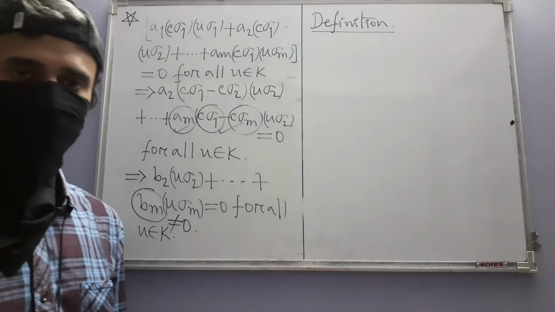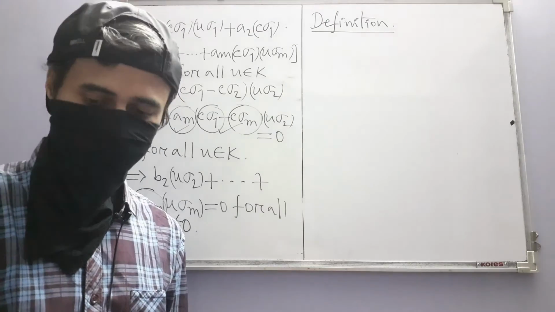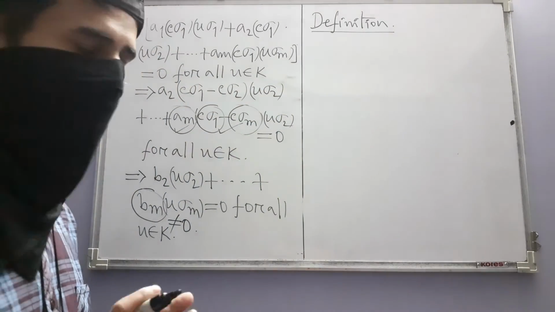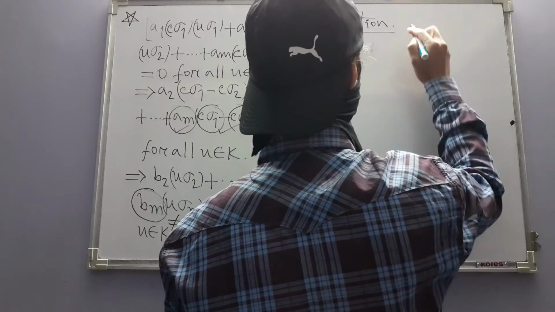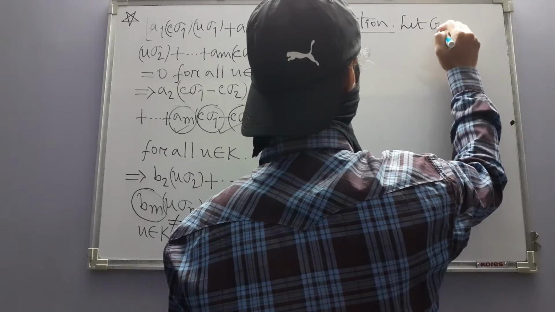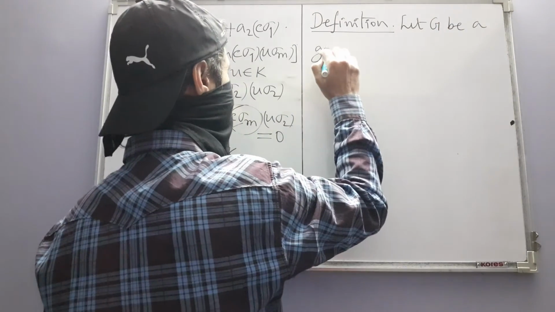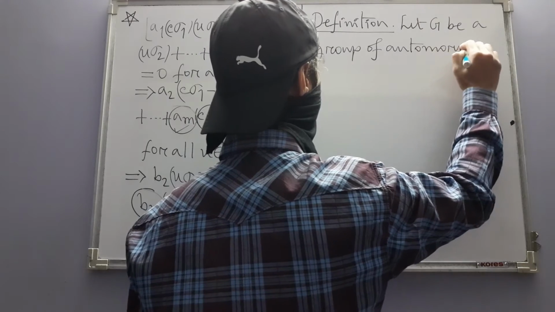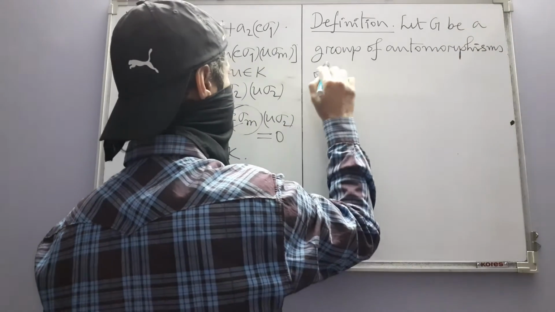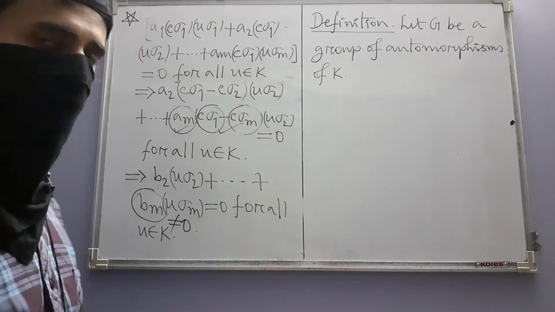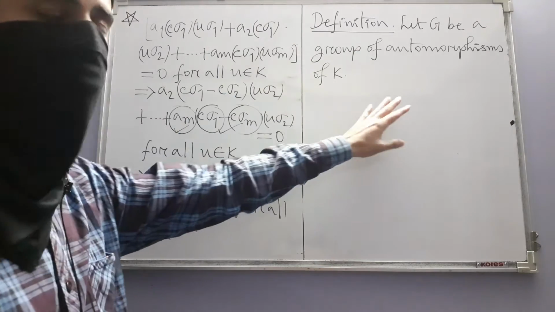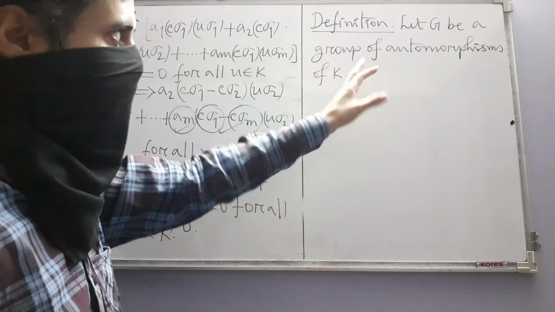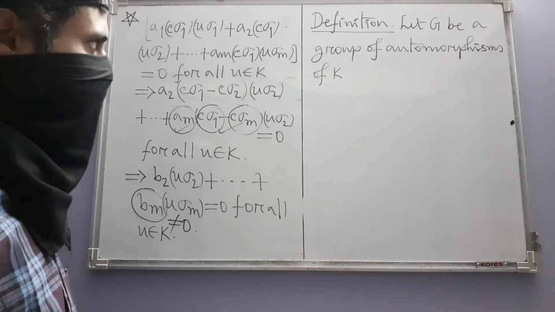So the next definition is the definition of a fixed field. So let K be our field which has characteristic 0, that thing is there. Let G be a group of automorphisms of K. So K is there, K has all the automorphisms that it has. From among them, we have collected some automorphisms so that they form a group. Let G be such a group of automorphisms of K.